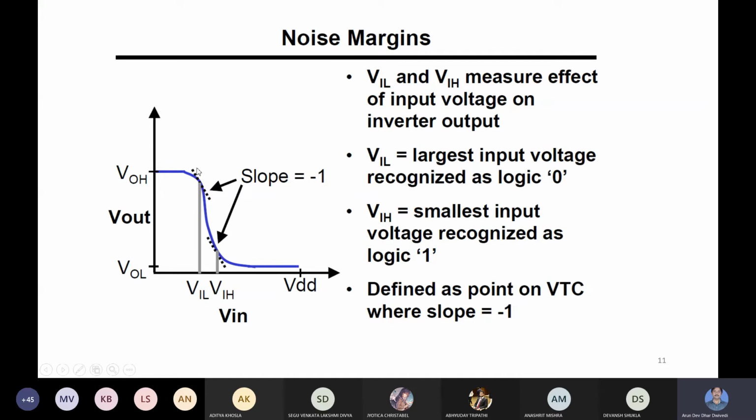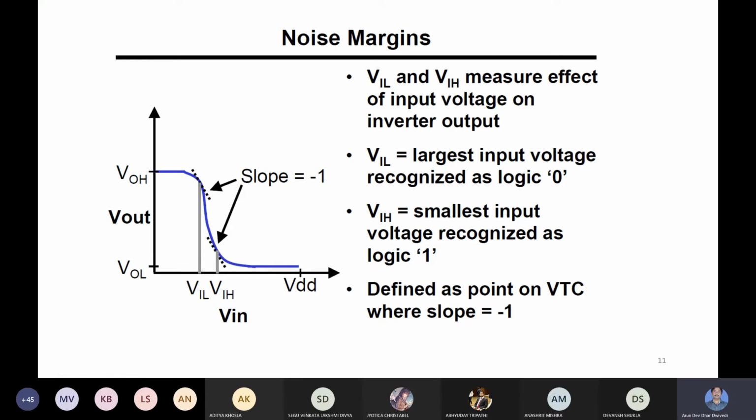At the first negative slope point, you drop a perpendicular from it, and where it cuts the x-axis will decide the input low voltage. From the second negative slope point, you drop the perpendicular, and it will decide the input high voltage VIH. So VIL and VIH are defined by dropping perpendiculars from the first and second negative slope points in the VTC plot.